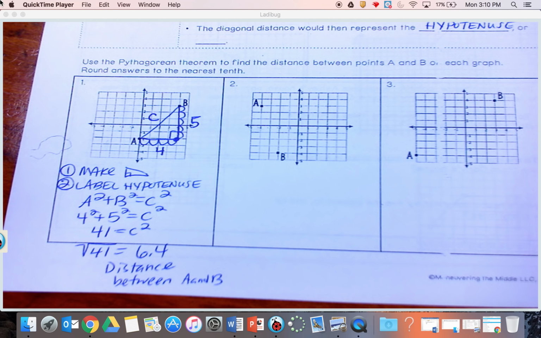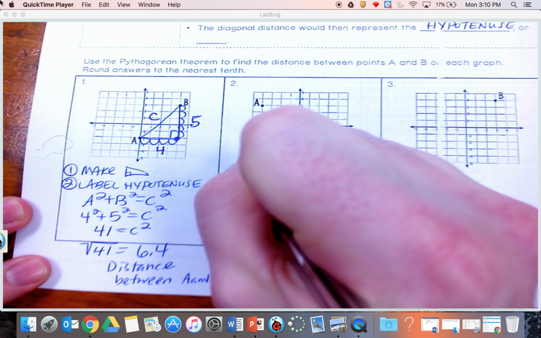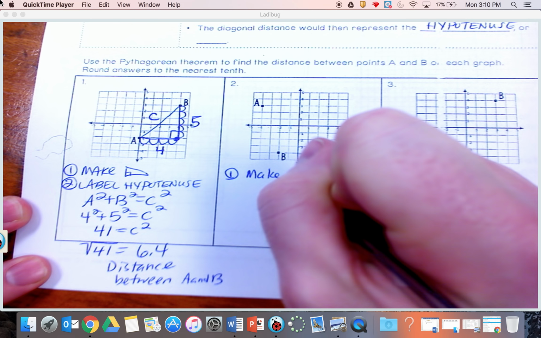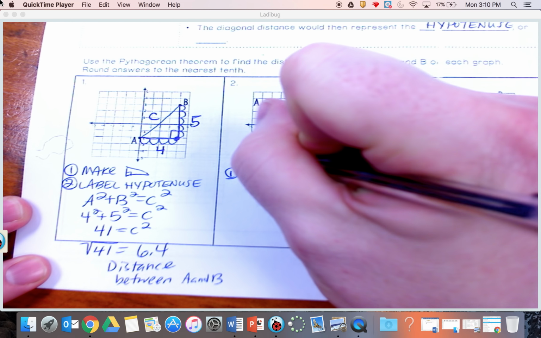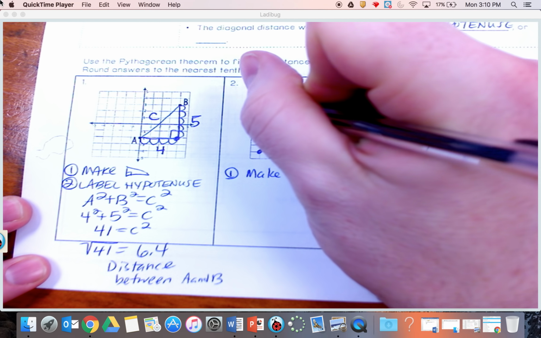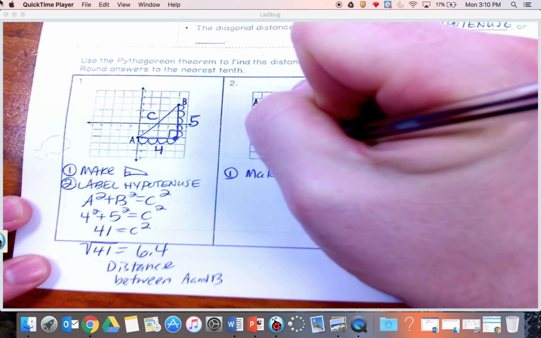Same way with number 2. So this would be a time that if you want to try number 2 on your own, you would pause the video, try it on your own, then check back to see if you got this right. It's the same thing. So try that. Follow the steps. Make a right triangle. So I find my right triangle. I can put another point right there. And I now have a right triangle right here. There it is.